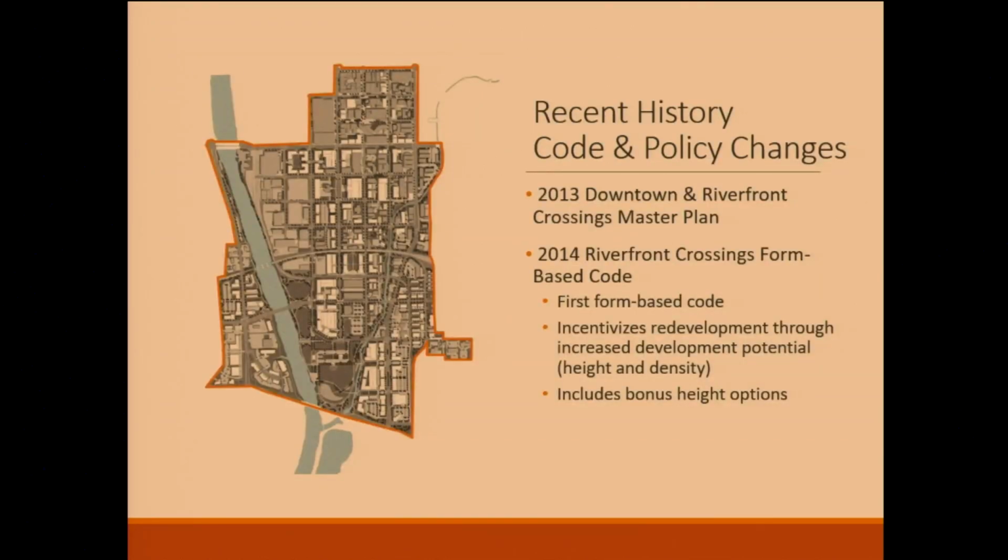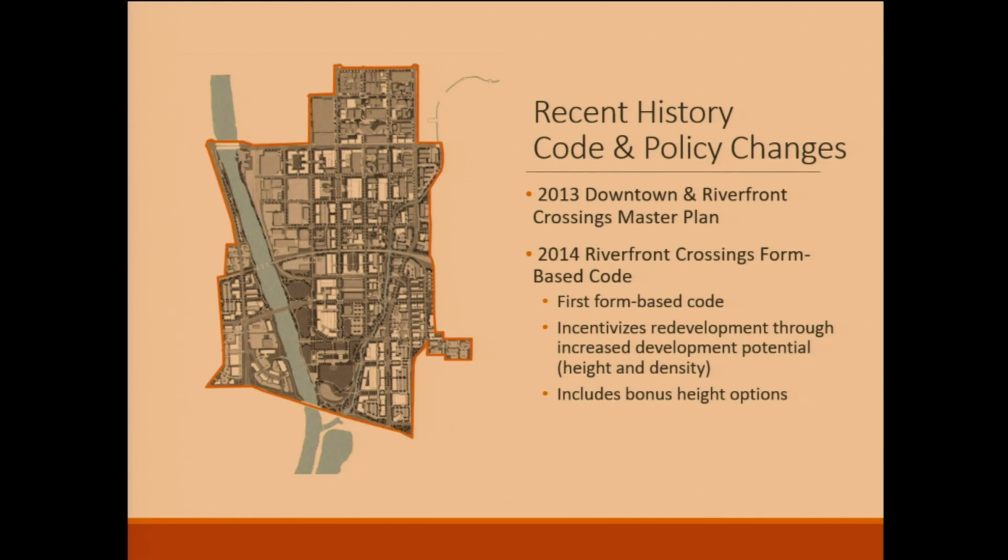In 2013, the Downtown and Riverfront Crossings Master Plan was adopted. Shortly thereafter, the form-based code for Riverfront Crossings was adopted. And again, this code is part of the city's growth management strategy, which incentivizes redevelopment through increased development potential in areas that are close to jobs, close to transit, which helps to address some of the city's climate concerns.